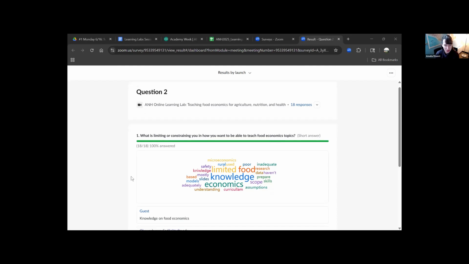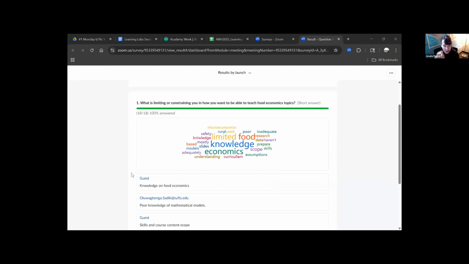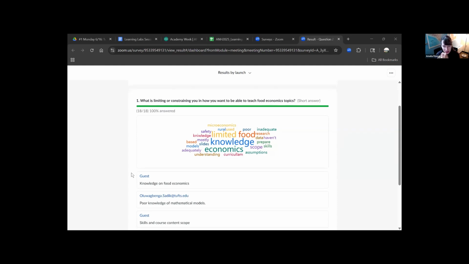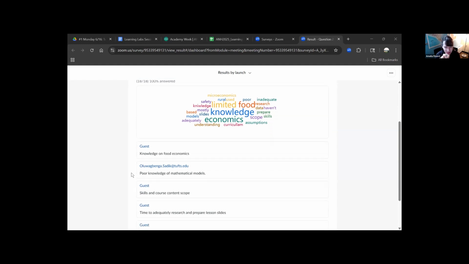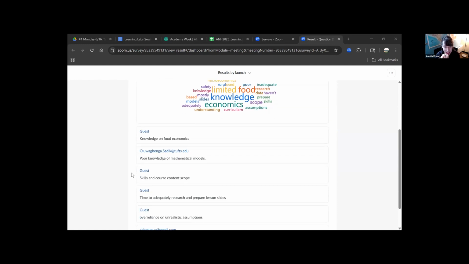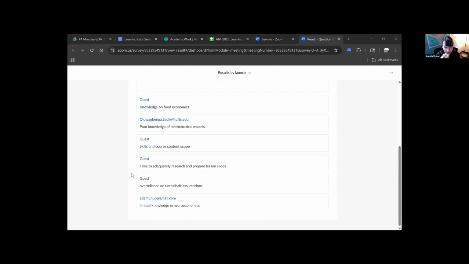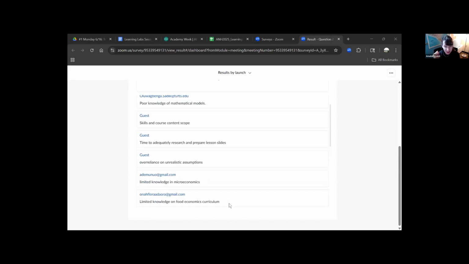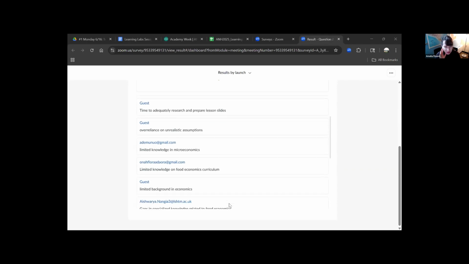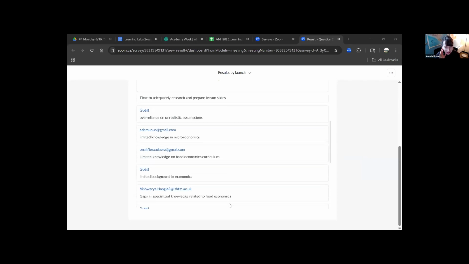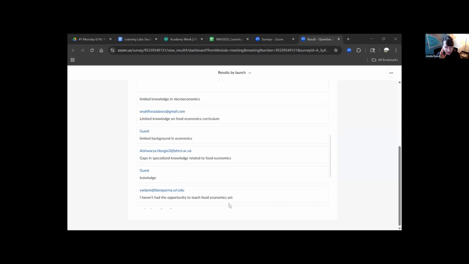So let's see some keywords in the word cloud: microeconomics, knowledge, limited knowledge, adequate understanding, like they don't have a curriculum maybe, assumptions, microeconomics. Okay, great. Time to research and prepare slides. I get that. Over reliance on unrealistic assumptions. Yeah. Okay, great. This is great, everybody.